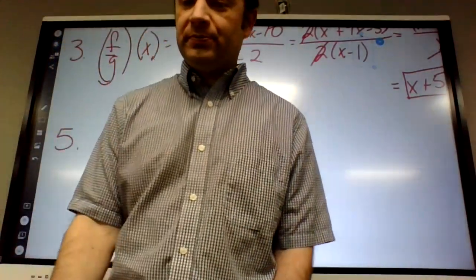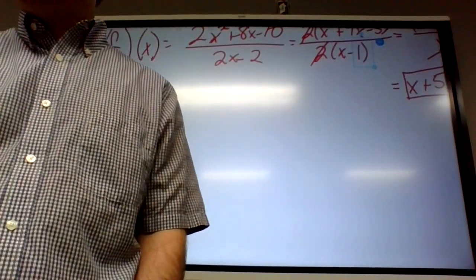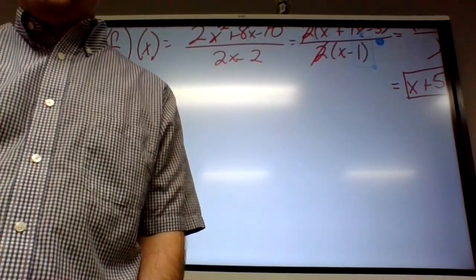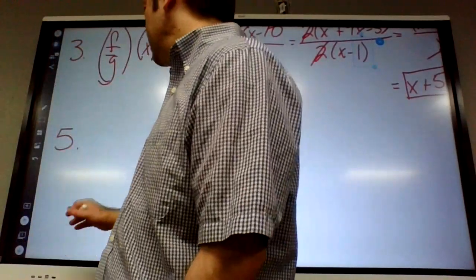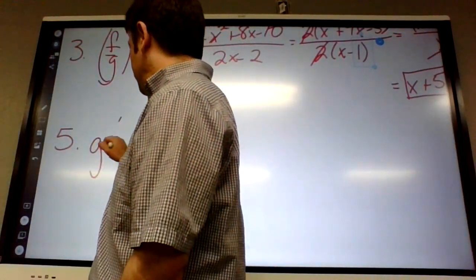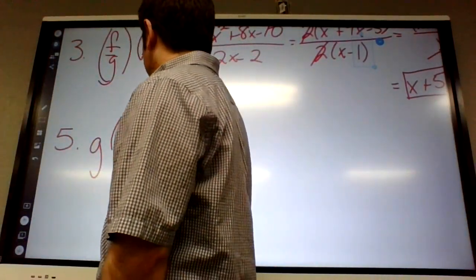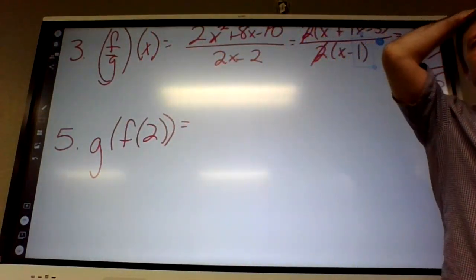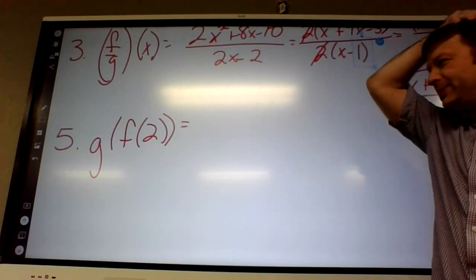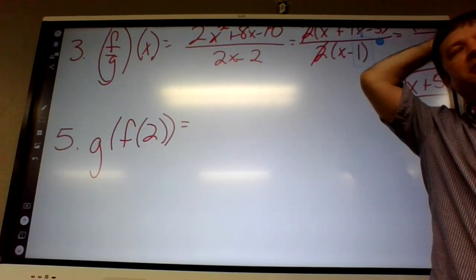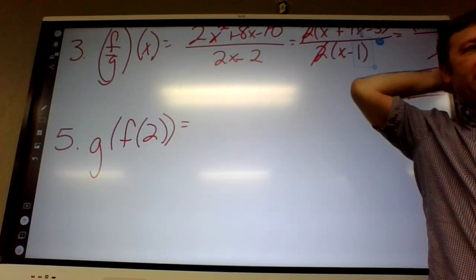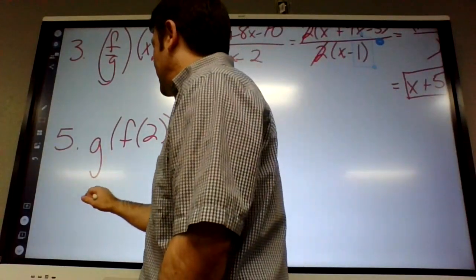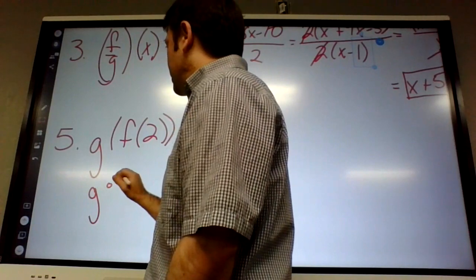Number 5. g of f of 2. Not getting enough attention with your hiccups. g of f of 2. It's been a while since we did this. This is like lesson 1 still. Okay, what this means is, and by the way, this is the same thing as, oh, I forgot to talk about number 4.